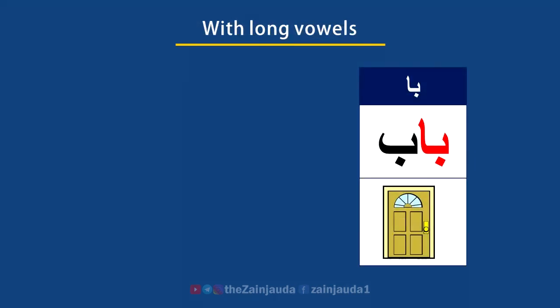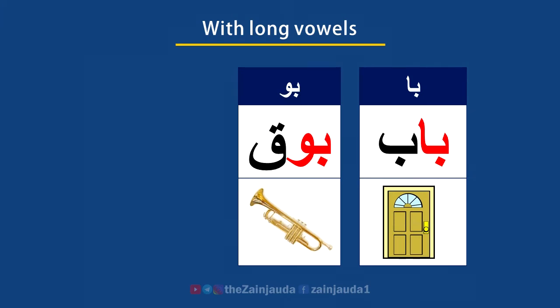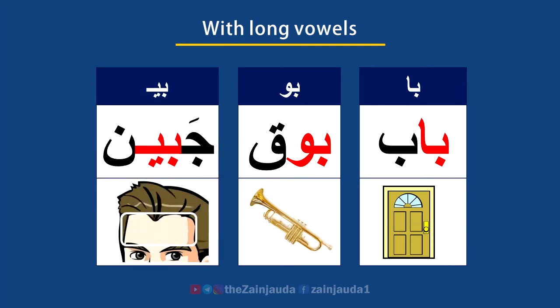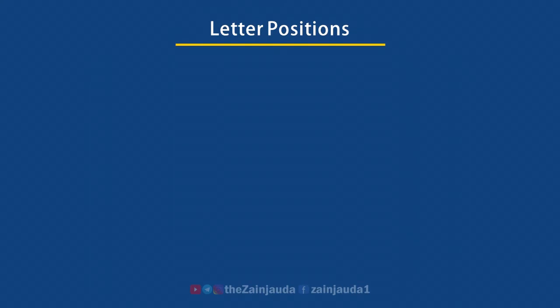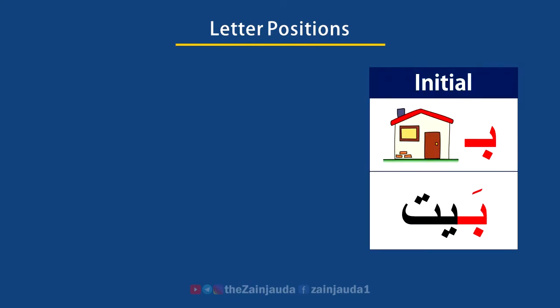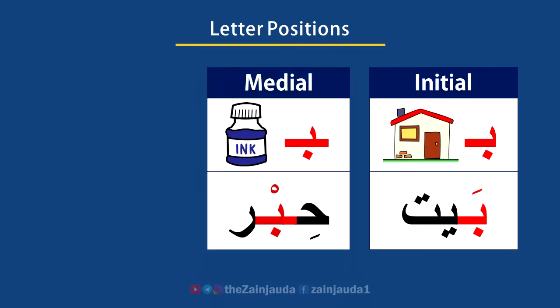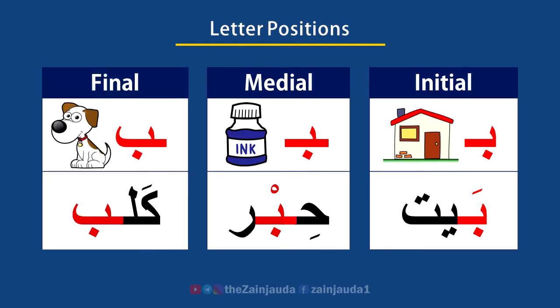Now with long vowels, bab, bouq, jabin. And the positions of ba: in the initial we have bait. In the medial one we have habr. And in the final one we have kalb. Notice here the shape of ba is also unchanged except for the extension that connects the letters.